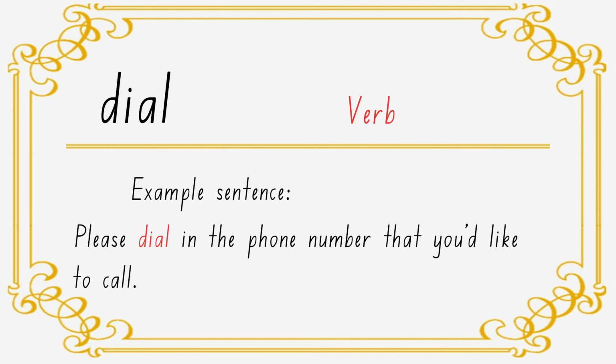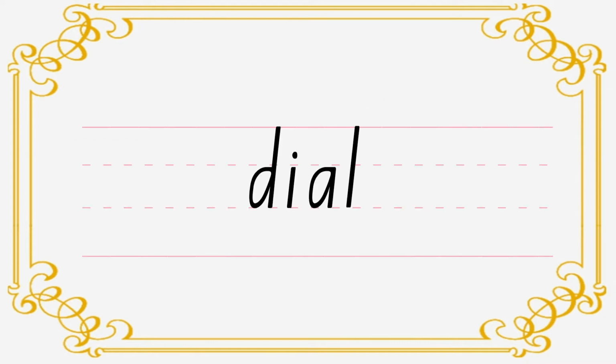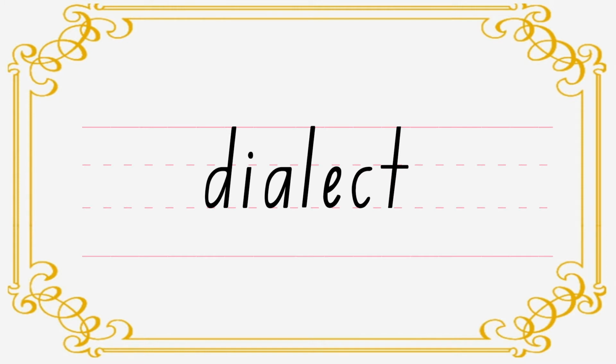make a phone call. To spell dial, start with the prefix dia, and then just add the L at the end. So, D-I-A-L spells dial. Your next word is dialect.